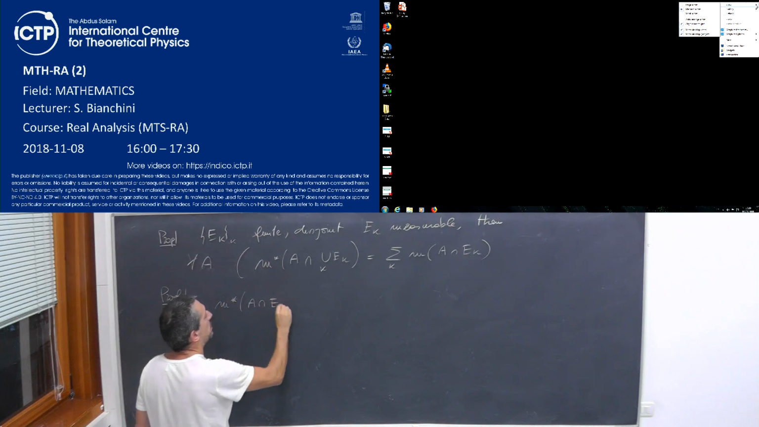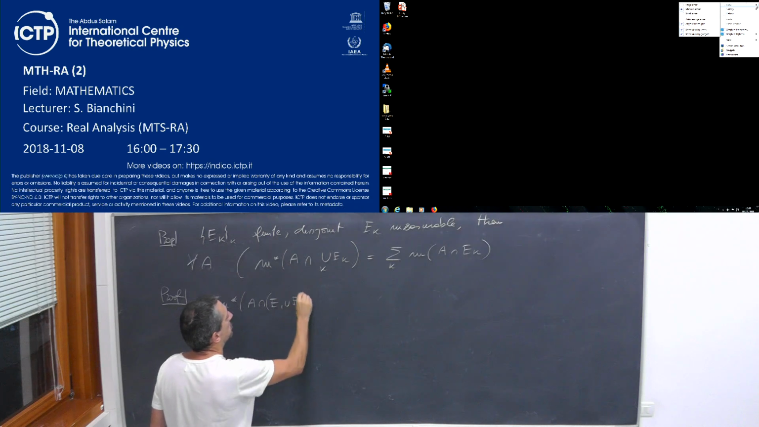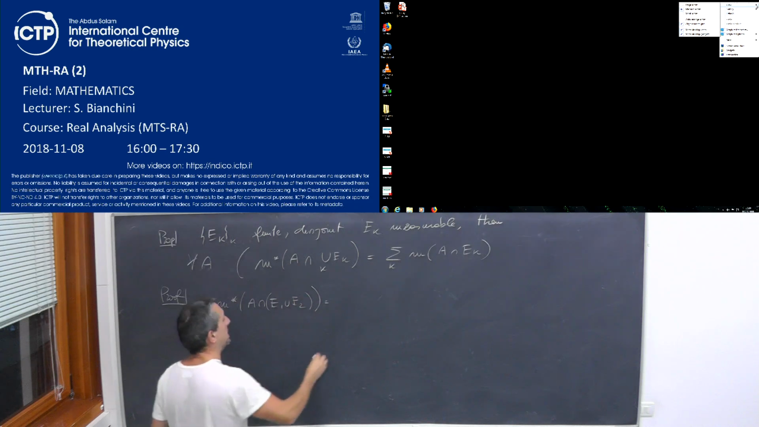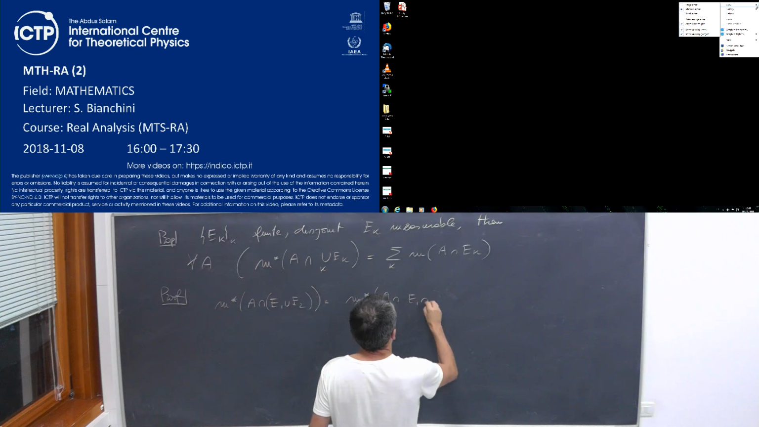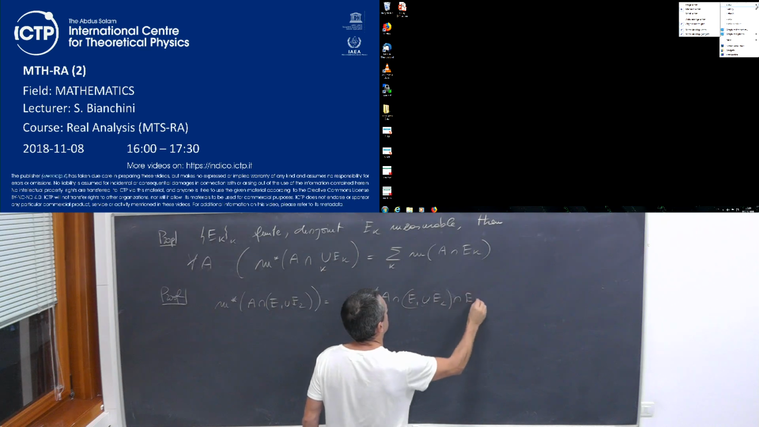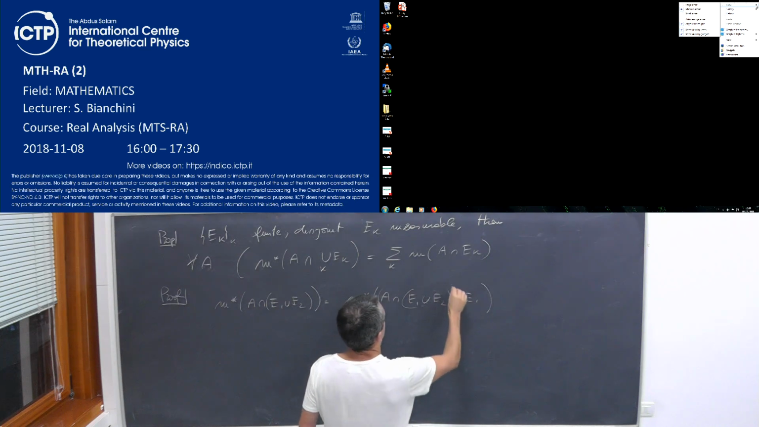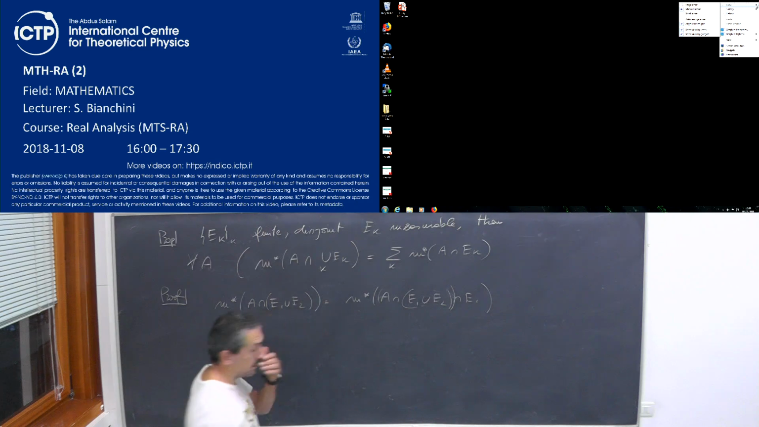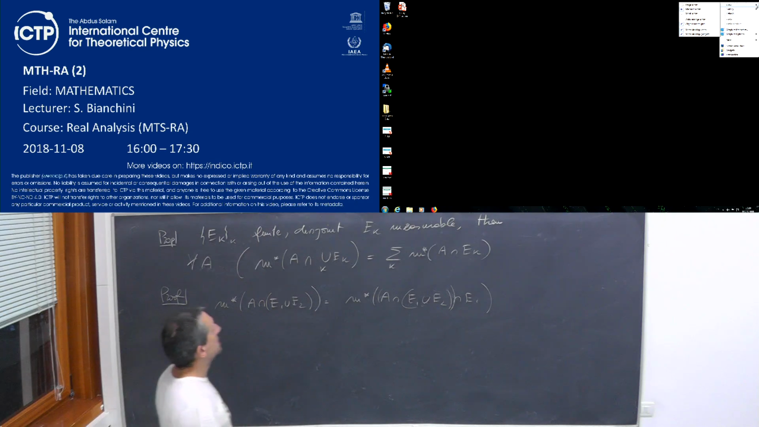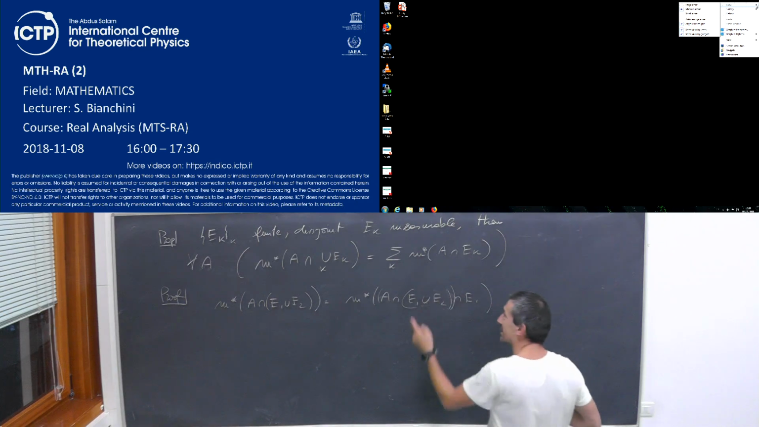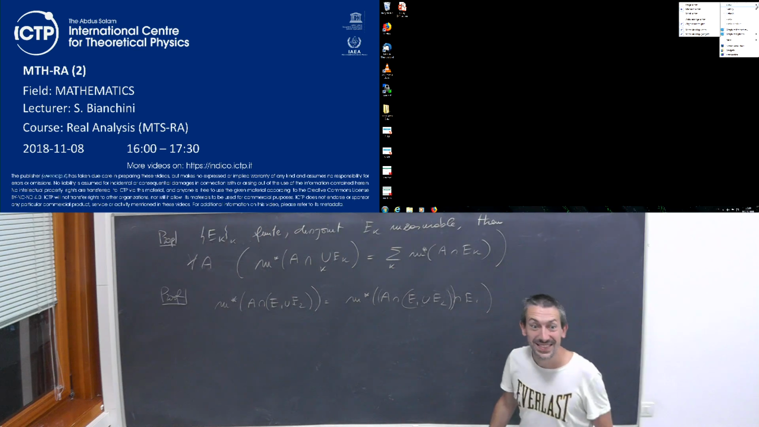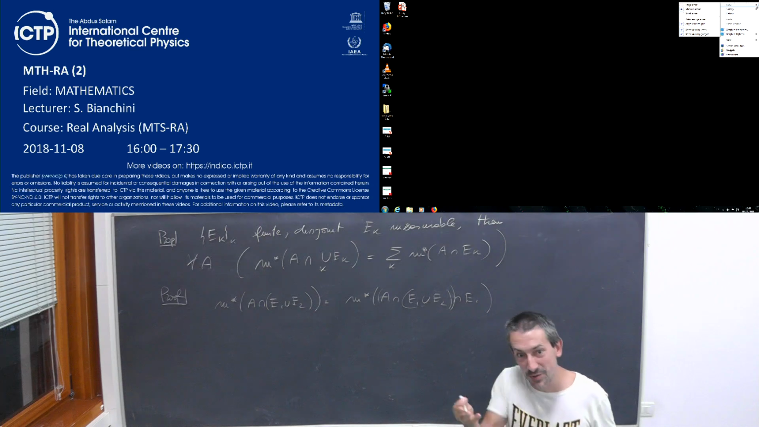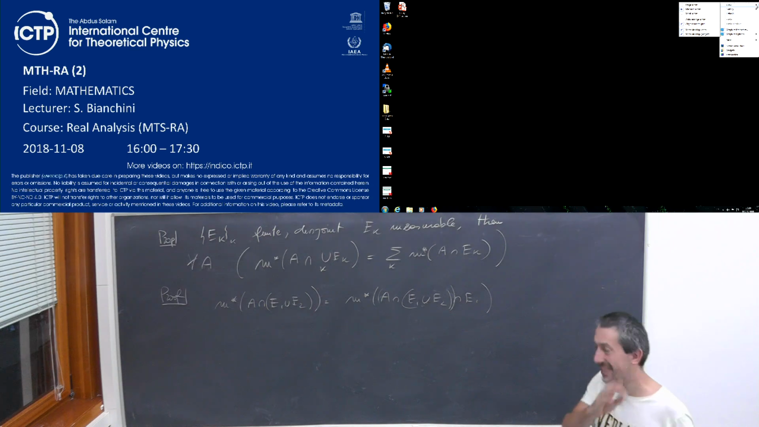A intersection (E1 union E2), by measurability, is M star of A intersection (E1 union E2) intersection E1, plus... Should this be M star? Yes, this one, yes. And then I need to close the parentheses, otherwise the sentence is not correct. I think we did this last time. We did this last time. Yeah, I just warm up. Okay, just to wait the 15 seconds.